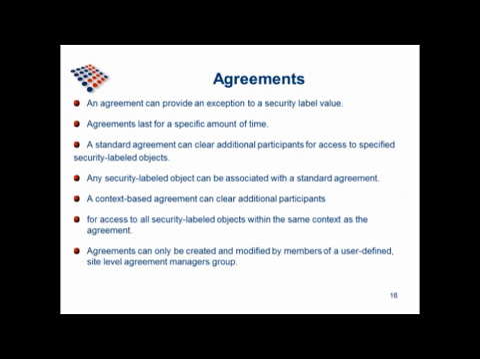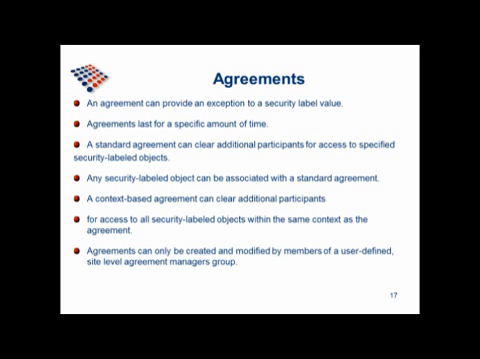The last thing we're going to talk about is agreements. So again, if a user's in a particular group, obviously if they satisfy all of the aspects of the security labels applied, they get to see the object. There may also be certain times where there's specific people that you want to grant access to for a limited amount of time. This is when you can start using agreements. So these can provide exceptions to that security label value. Again, they're for a specific amount of time. So you can set it for so many days.